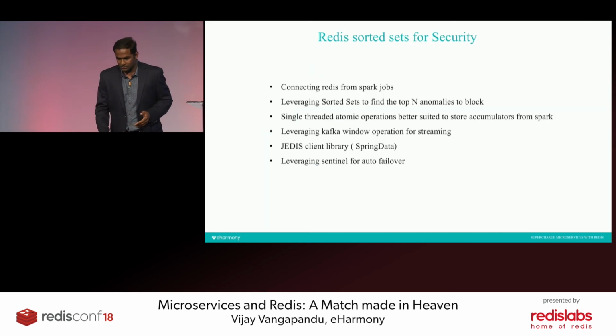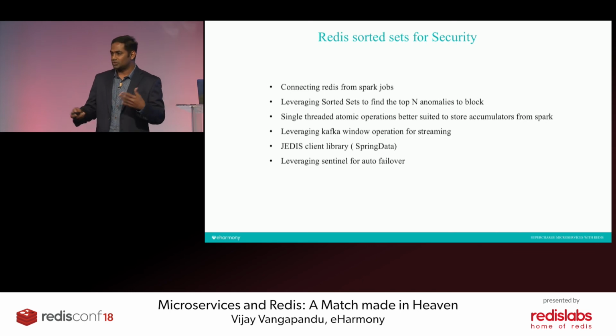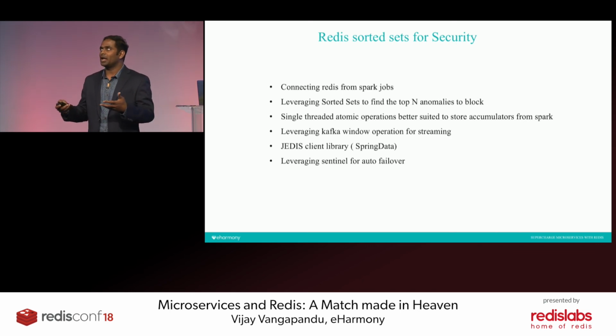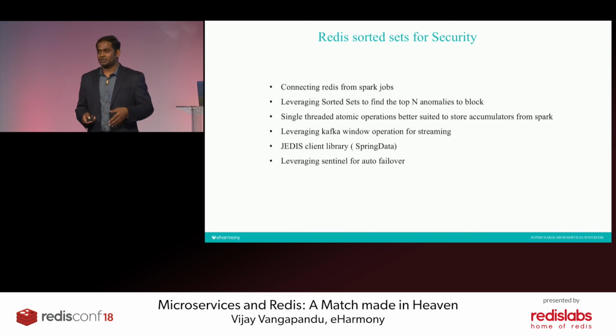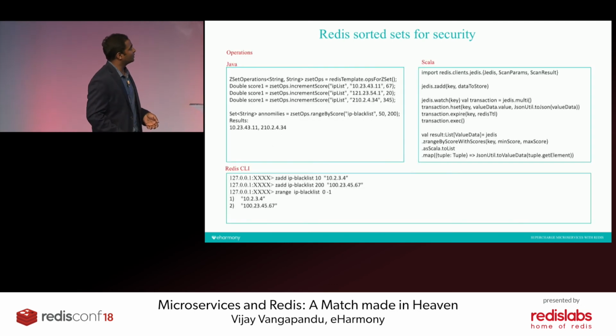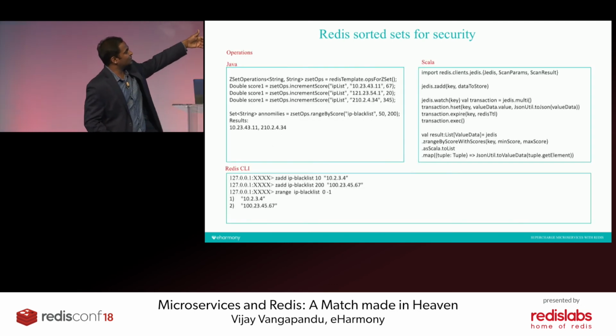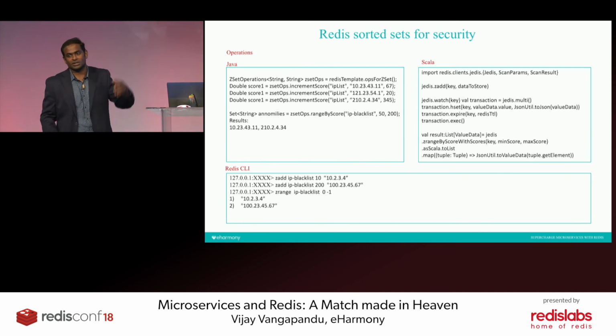So how do we do that? We are connecting to Redis, leveraging sorted sets to find the top n anomalies. Single-threaded atomic operations are also helping here. We leverage Kafka and Spark Streaming window operations, and Redis Sentinel for automatic failover. These are sorted set operations with Java and Scala. We are using the Scala version here.